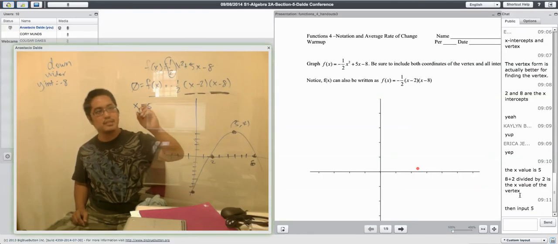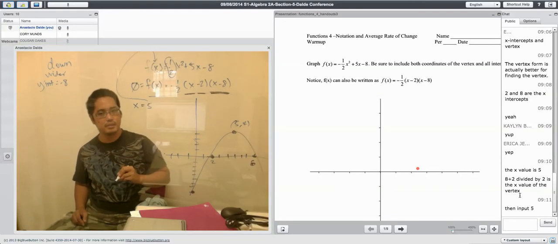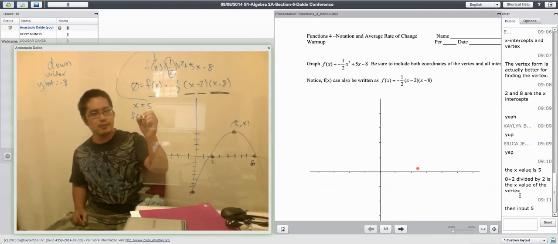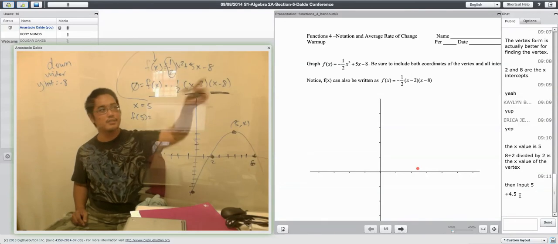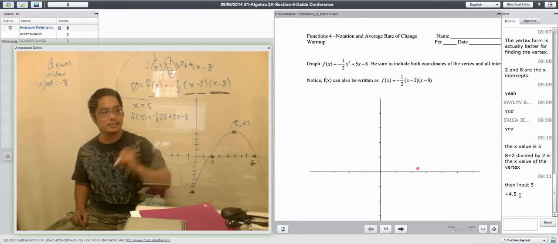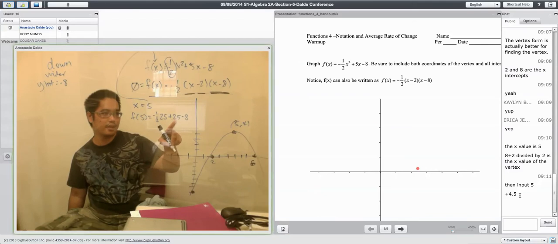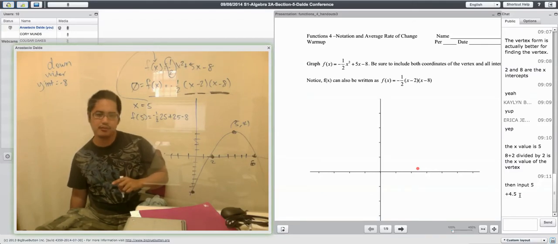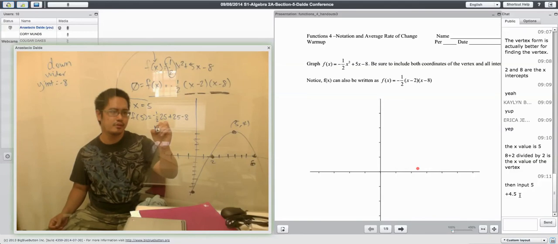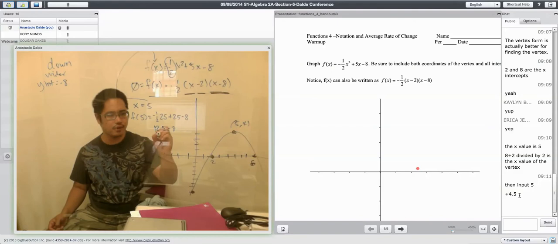What you want to do is take this x and plug it in here. So f of 5 equals, now wherever I see an x, I'm just going to replace it with a 5. So I have negative 1/2 times 5 squared, which is 25, plus 5 times 5, which is another 25, minus 8. So what is 25 minus half of 25? Half of 25 is 12.5, minus 8. 12.5 minus 8 is 4.5.